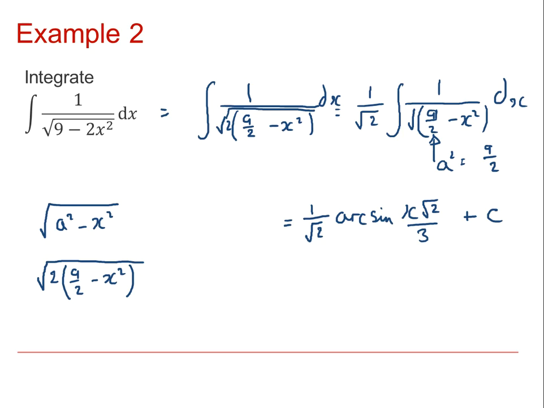Just to show you where that part of the arcsine came from, we've got x divided by a, and a was equal to 3 over root 2. So that's equal to the square root of 2 multiplied by x, or x root 2, and divided by 3.